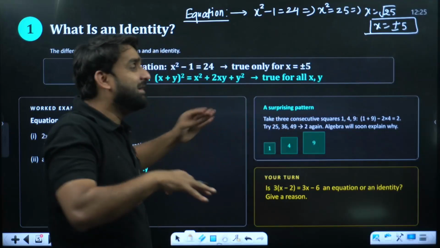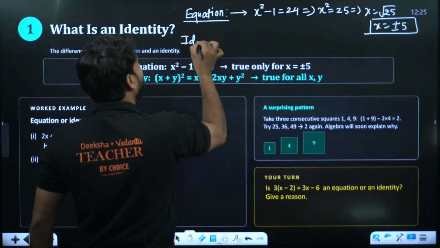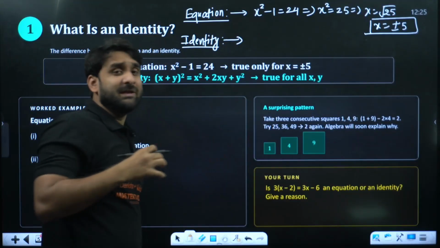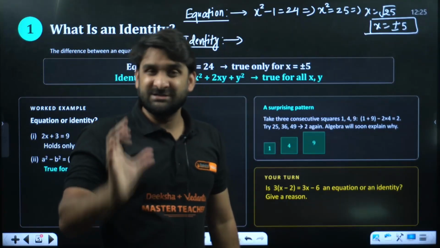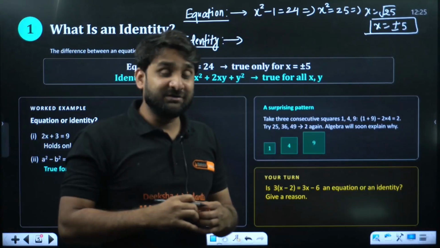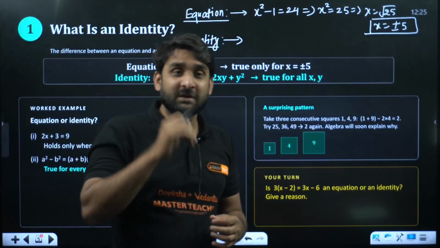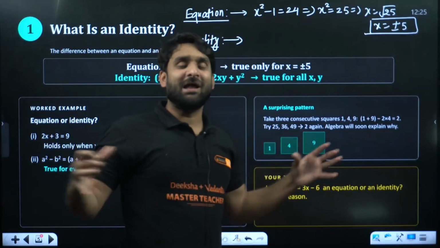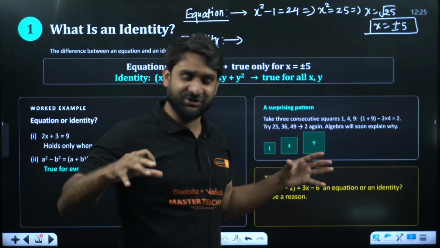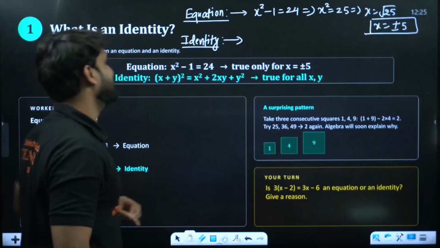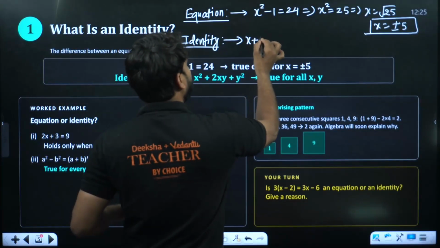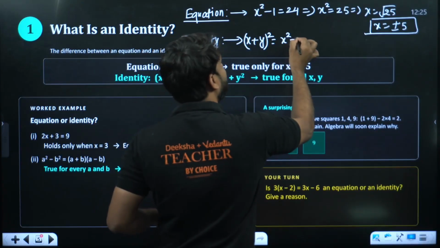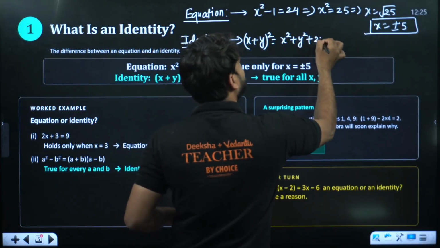Now moving to identity. What does it mean by identity, champion? Focus on it. What is called an identity? So basically, identities are also algebraic expressions, but they allow any value of x and y to satisfy RHS and LHS. Let me show you one example here. If we take the identity a plus b whole square, I mean x plus y whole square, which is equal to x square plus y square plus 2xy.